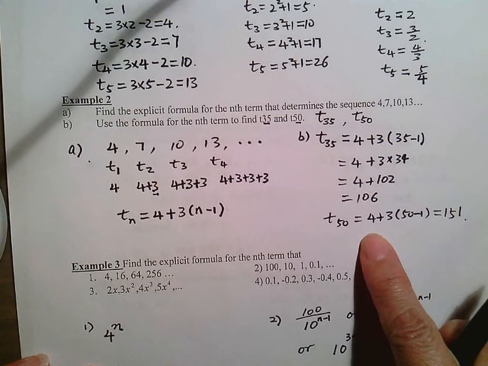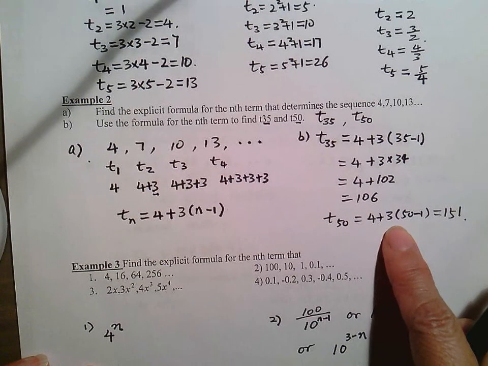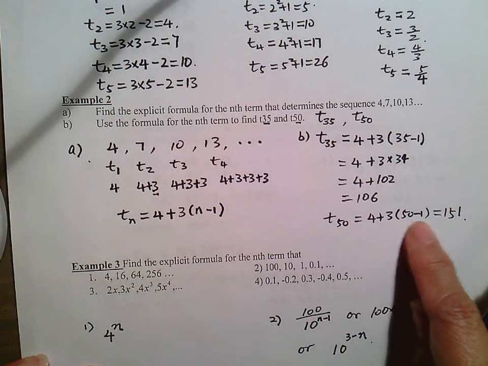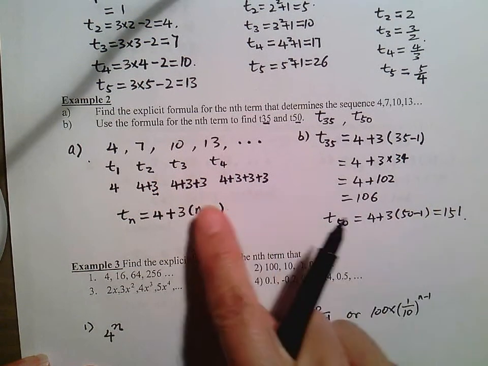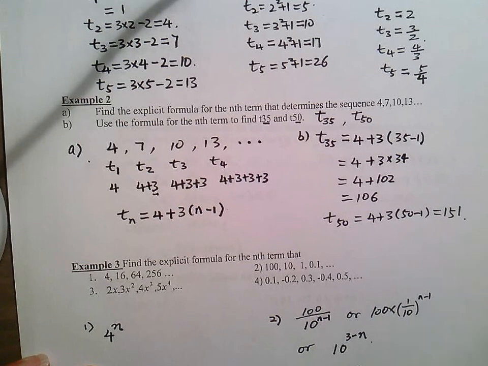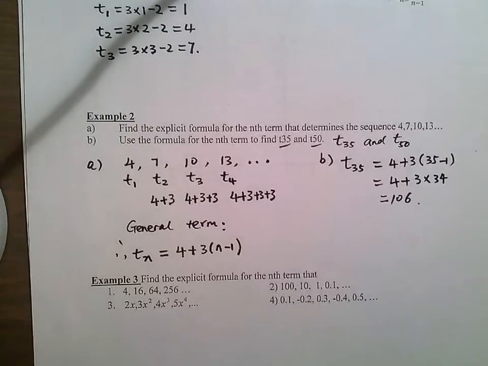That is the 50th term. 4 plus how many threes are added is 50 minus 1. According to that formula, it is 151. Now we're going to continue with example 3.